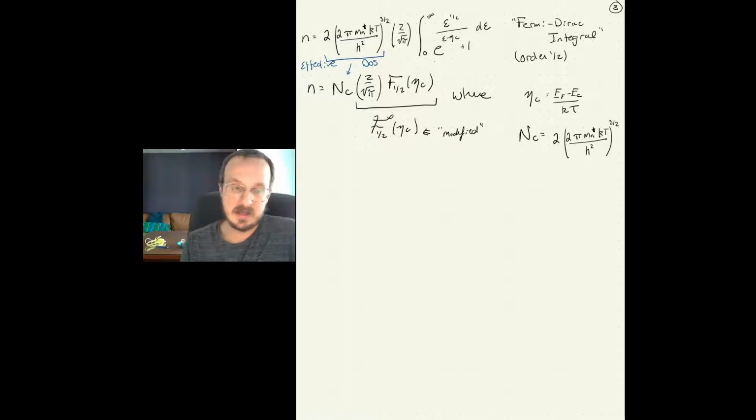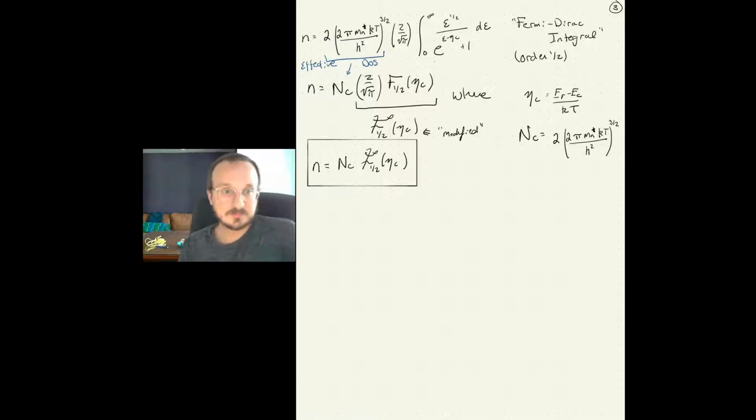Okay, and so a general form of the electron carrier density is going to be the effective density of states in the conduction band times the modified Fermi-Dirac integral of order 1/2 of eta c. This is actually a really nice way to write it. Generally you don't see it this way. Generally you see an exponential, but this is the full definition for any value of the Fermi function.